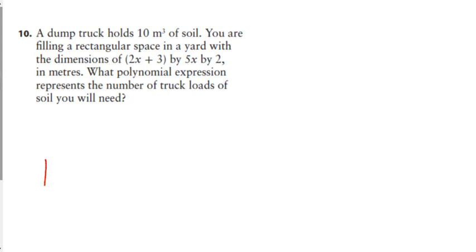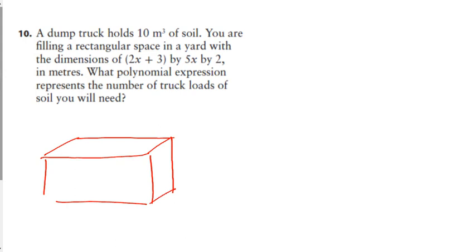So the first thing you should have probably done is drawn the soil. So there's a little tree here. Little rabbit lives here. Yada, yada, yada. There's the soil. The length, the width, and the height. So the length is 2x plus 3 meters. Who knows what x is, but that's the length of it. The width is 5x, and the height is 2.